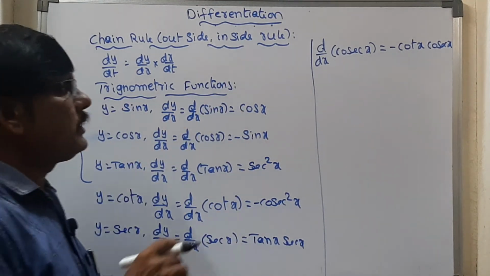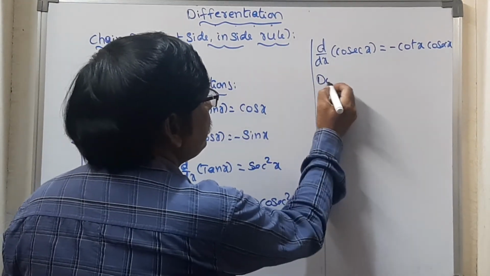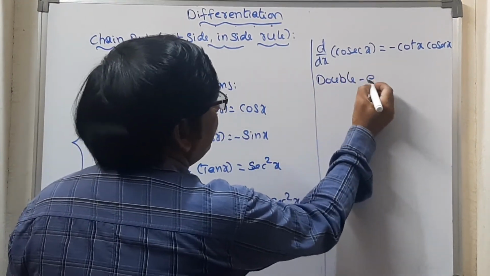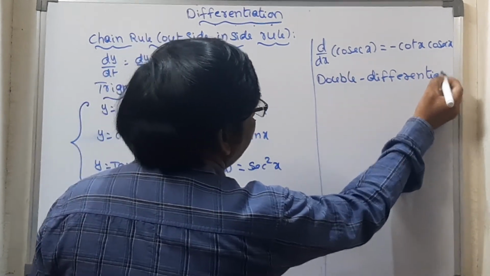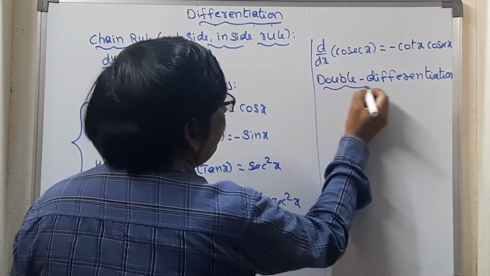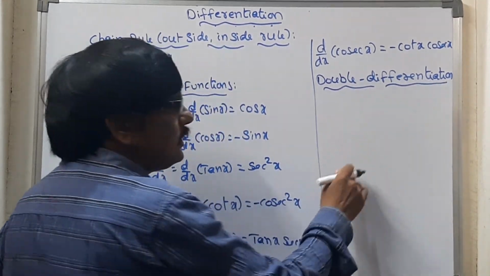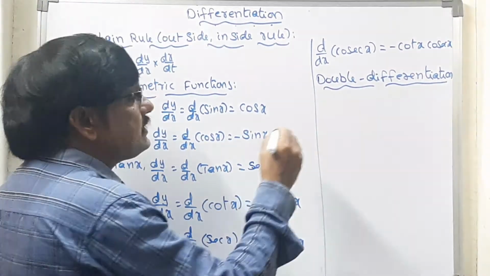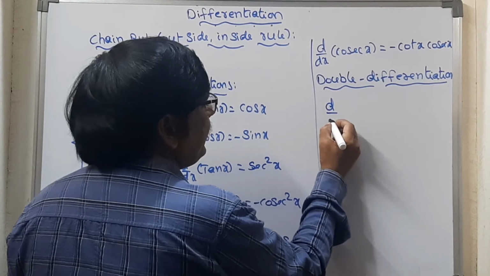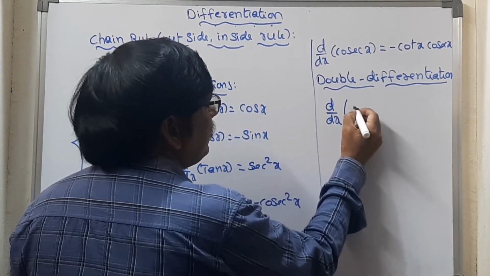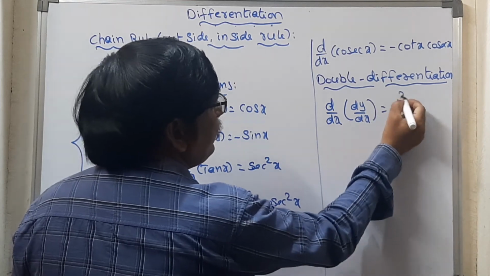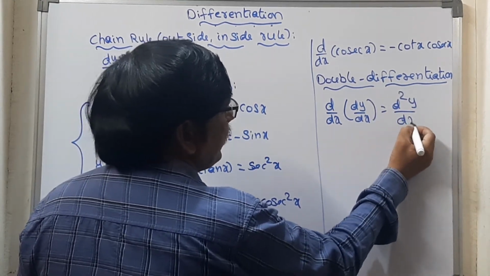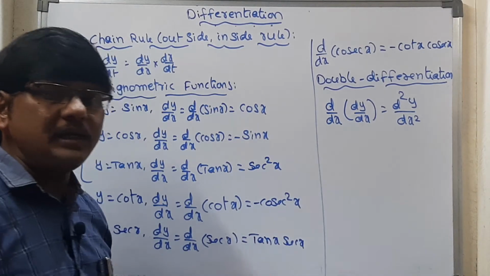The next very important one is double differentiation. What is meant by double differentiation? Double differentiation is very important for motion in 1D as well as motion in 2 dimensions. For example, d by dx of dy by dx. How can we read this? D square y by dx square. This is what we call double differentiation.